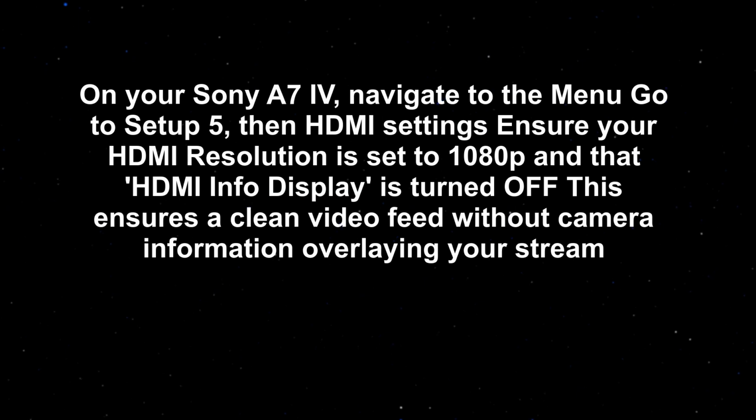On your Sony A7 IV, navigate to the menu, go to Setup 5, then HDMI settings. Ensure your HDMI resolution is set to 1080p and that HDMI info display is turned OFF. This ensures a clean video feed without camera information overlaying your stream.